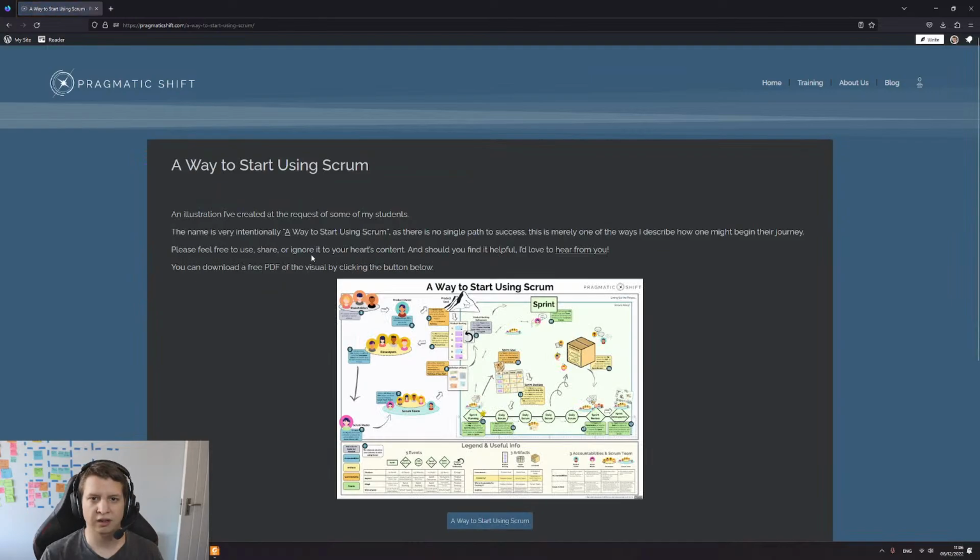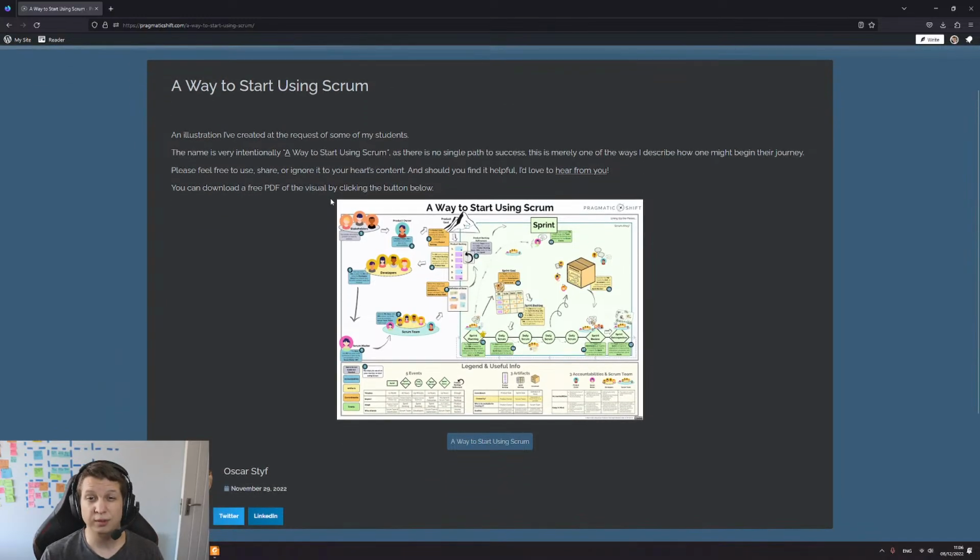You can read my little thing here. Again, importantly, it is a way. There's so many ways to start using Scrum. This is just one of them. It might not even be the best one, but if you want to get started and you're not sure how, why not give it a go?